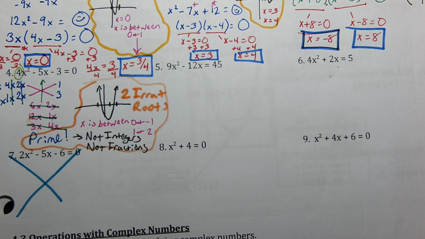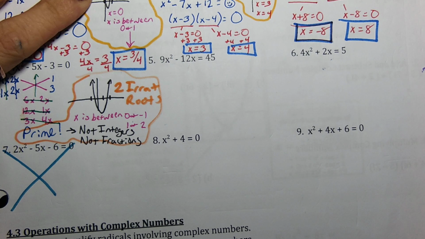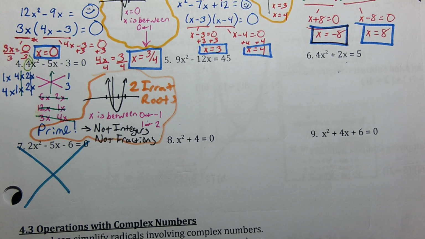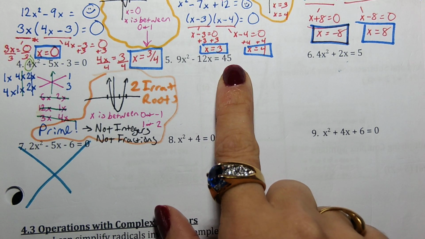Everyone, so we are starting on page 5 in the notes, and we're going to be continuing with a little bit more factoring and also why we need factoring to be able to find some of our more complicated roots. So let's go ahead and take a look at number 5. We've got 9x squared minus 12x equals 45.